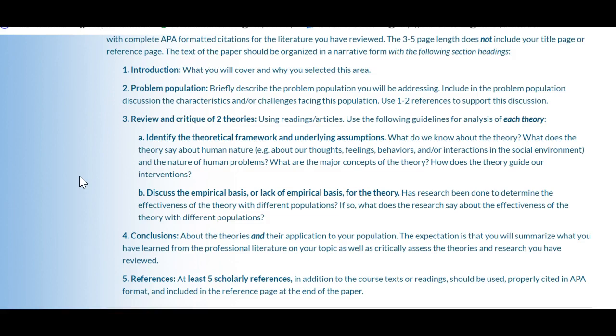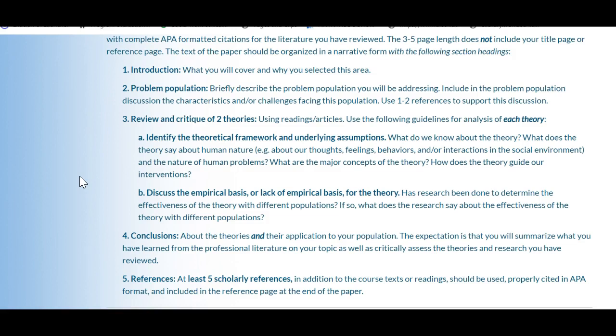Now, you're not going to talk about the interventions themselves. So those would be the hands-on aspects of the work, the intervention. You're going to talk about it more abstractly. What do the assumptions and concepts say about what a worker should do in terms of interventions? In part B, you're going to discuss the research, the empirical basis or lack thereof for the theory.